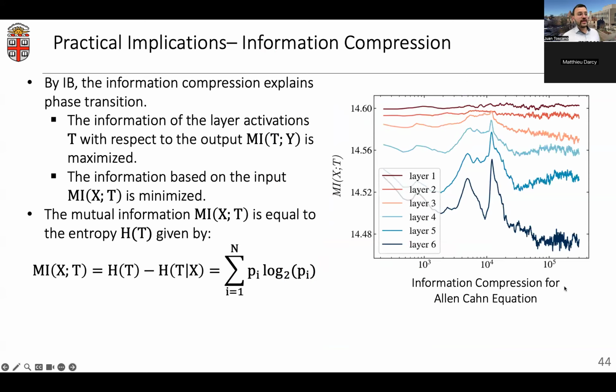Another practical piece of information is that you can get some kind of information compression, because remember that information bottleneck theory tells us that at the end of training, your model becomes efficient and the representation gets simplified. Then you get to this nice stage, which you can see here, where the mutual information decreases, meaning that you're only capturing the relevant points.